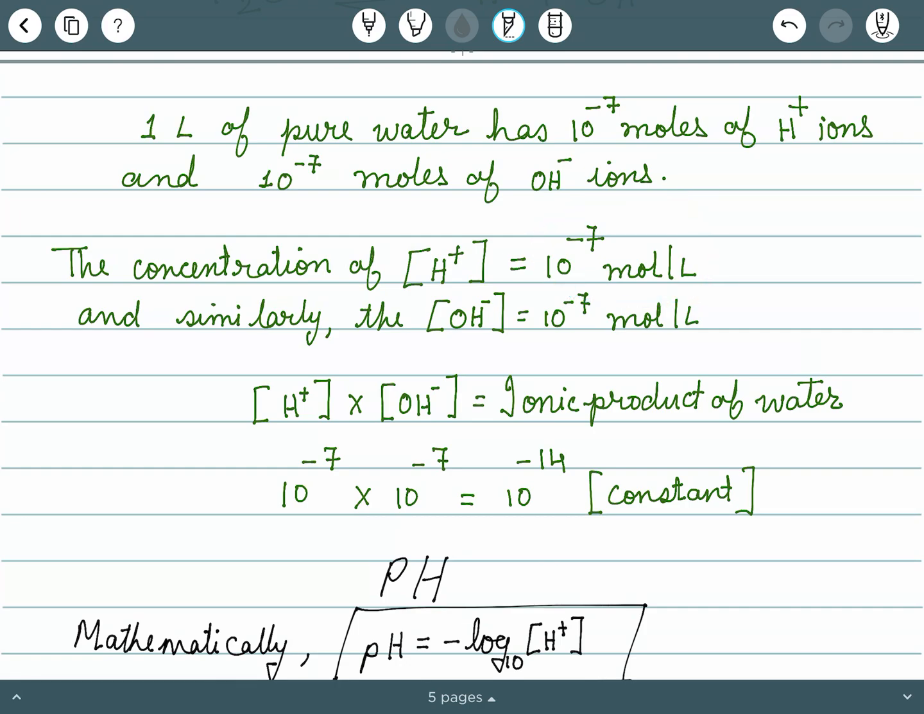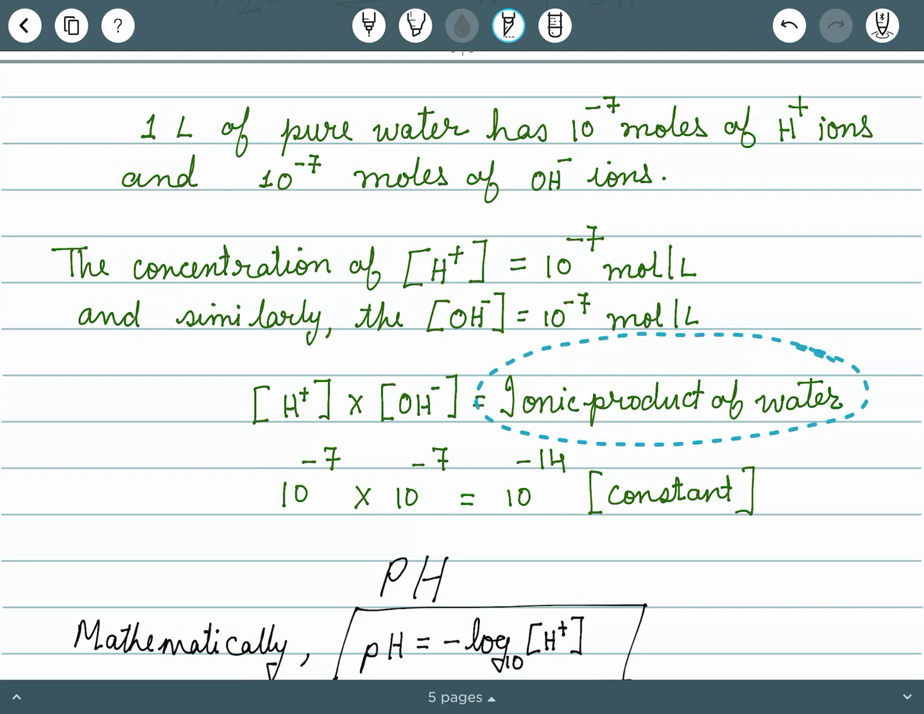In a similar way, the concentration of OH- ions in 1 liter of pure water is also found to be 10^-7 moles per liter. When we find the product of the concentration of H+ and OH-, that is, the product of the concentration of H+ ions and the concentration of OH- ions in pure water, this product is what we call the ionic product of water.